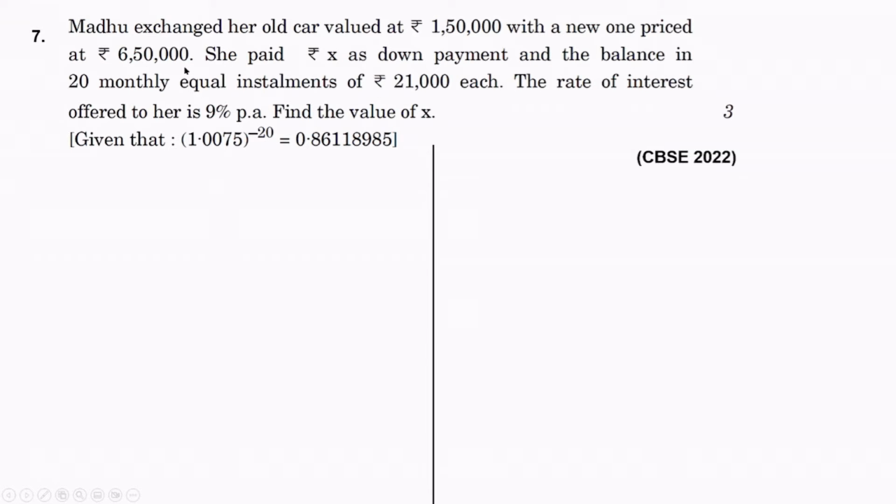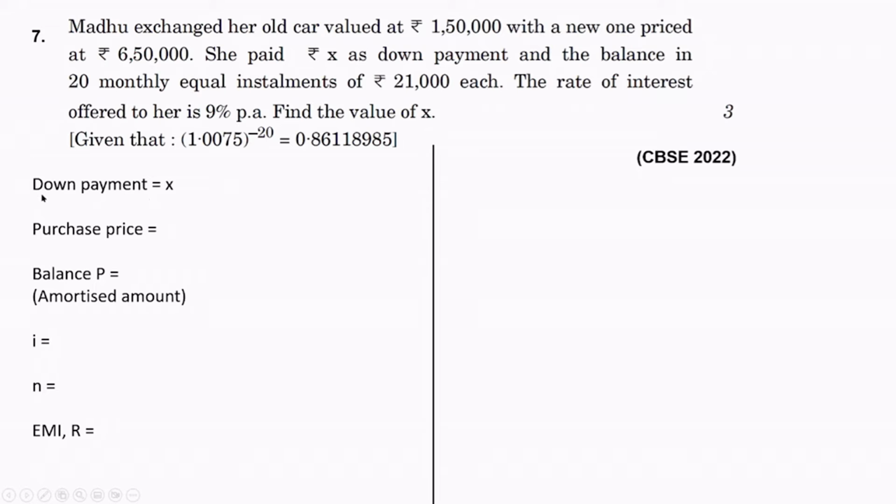So here we can see that Madhu exchanged her old car, which is valued at rupees 1,50,000, with a new one whose price is rupees 6,50,000, and the down payment which is paid is rupees X and the balance is paid in 20 EMI of rupees 21,000 each. The rate of interest which is offered is 9% per annum. Here we have to find the value of X.